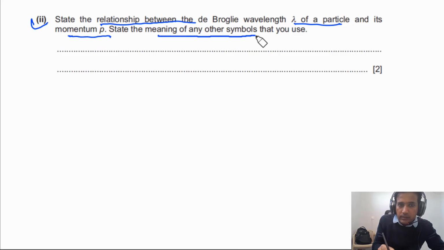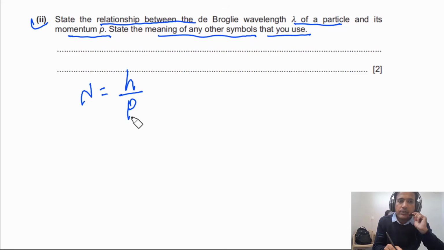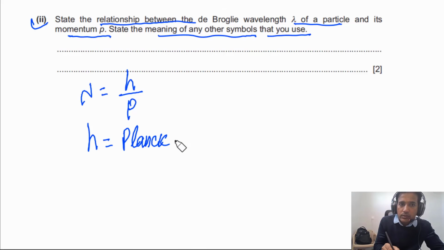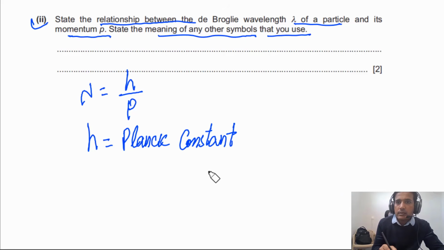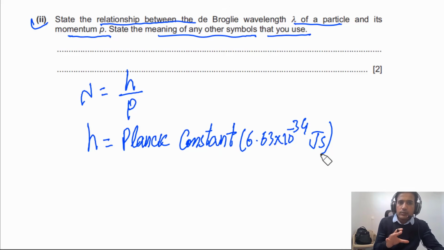State the meaning of any other symbols that you use. Simply, we need to understand that the de Broglie wavelength lambda is equal to h over p, where p is the momentum of the particle, lambda is the de Broglie wavelength, and h is the Planck constant. So this is what you need to say. The value of the Planck constant, which you also need to understand, is 6.63 times 10 to minus 34 joule seconds. This is not part of the answer, but you need to write down that h is equal to the Planck constant.